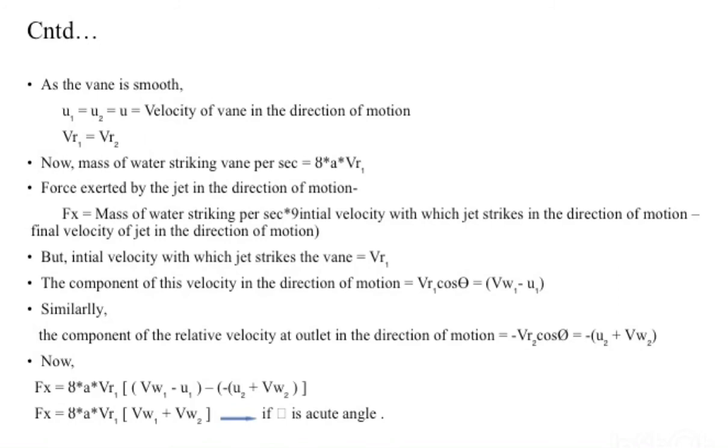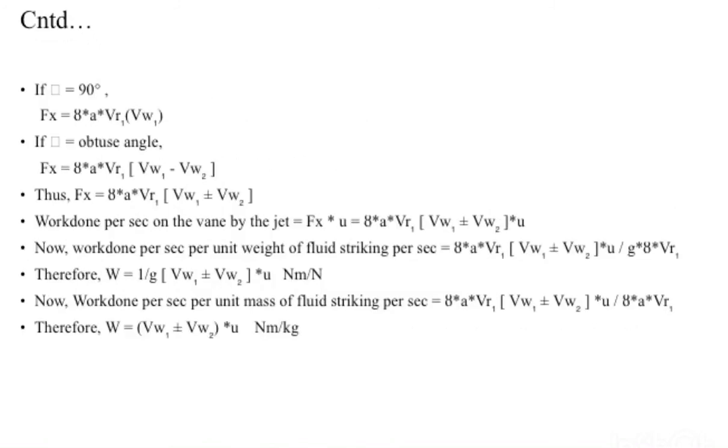If beta is 90 degrees, then what will happen? You will get Fx equal to rho A VR1 in the bracket VW1. And if your angle beta is obtuse, then Fx can be given as rho into area into VR1 in the bracket VW1 plus or minus VW2. Again the plate is moving, so you have to find the work done per second, which is given by the formula force into distance in the direction of the force divided by time. So therefore W is equal to rho into area into VR1 in the bracket VW1 plus or minus VW2, bracket close, into U.